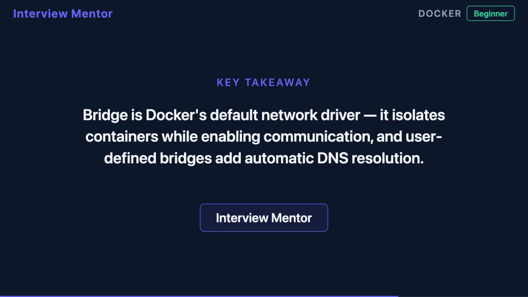Bridge is Docker's default network driver, providing isolation and inter-container communication. Always use user-defined bridges when you need automatic DNS resolution.